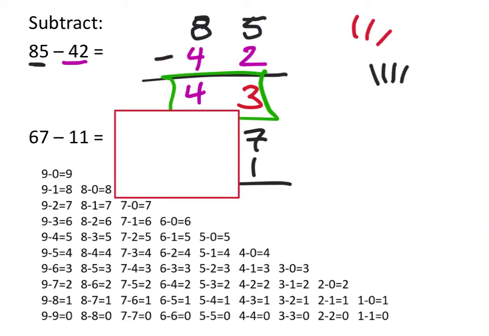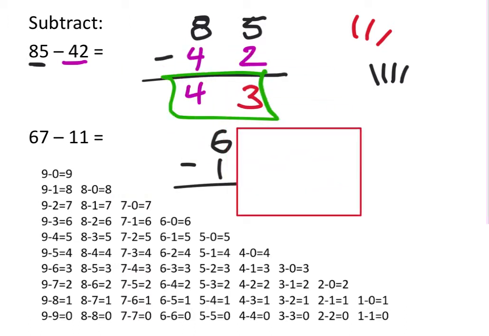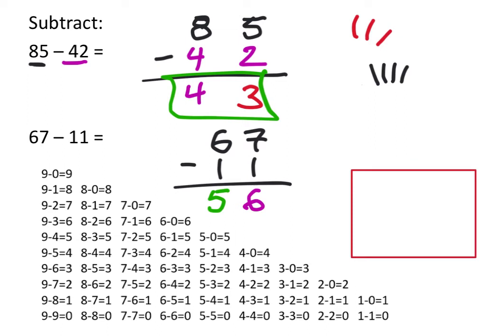So I'd say 7 minus 1. Again, whether you use fingers or not, 7 fingers up, 1 finger down, that's 6 fingers up now. That's the ones place value. Now the tens place value, 6 minus 1, 6 fingers up, 1 finger down, and I got 5 fingers up still. All right, so what's our final result? Our difference, 56.